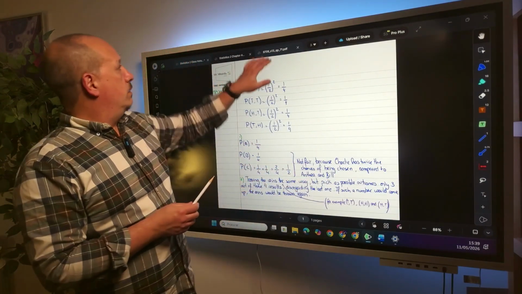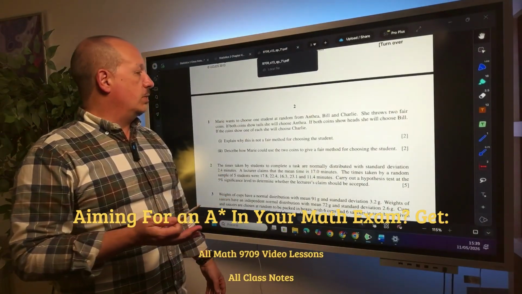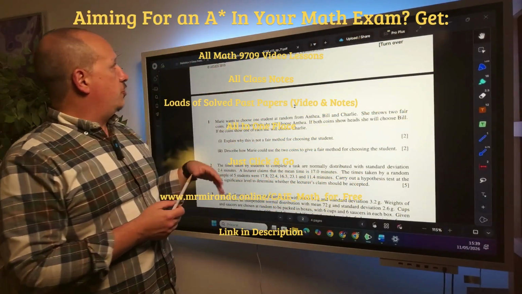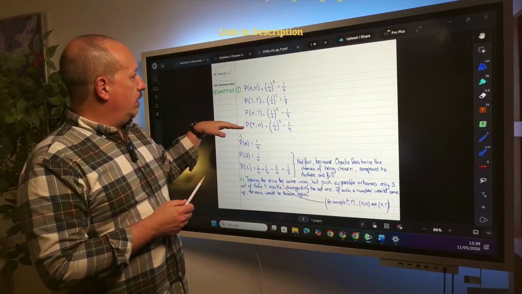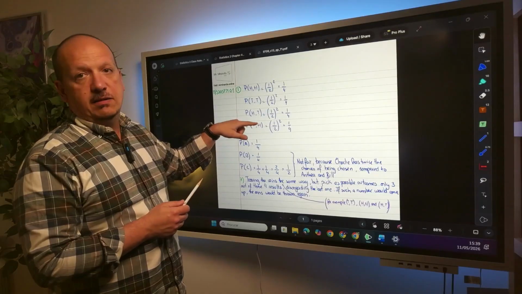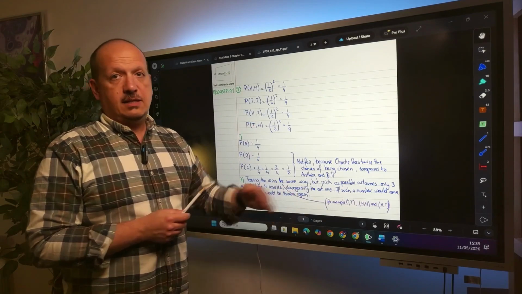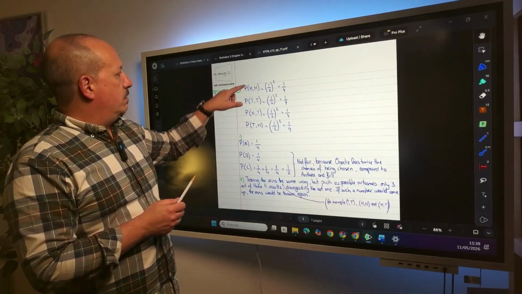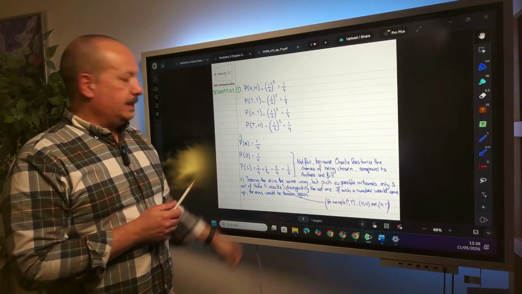So the next question is obviously: describe how Mary could use the 2 coins to give a fair method for choosing the student. This could happen if she throws the coins one at a time and she eliminates one of these possibilities. Let's say eliminating tails heads. Okay, if this would happen, tails heads, she would eliminate that possibility and throw again. And that way you will have a 1/4 chance for each one of them to be selected.